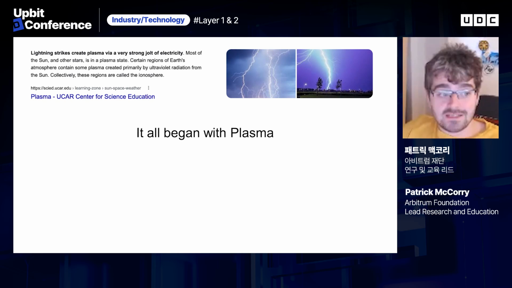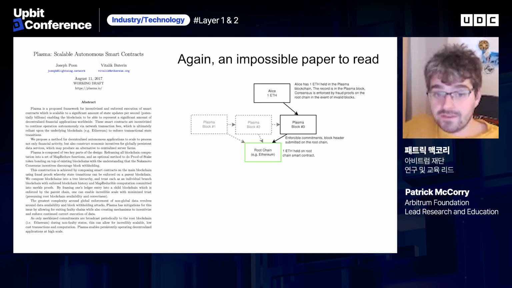That sort of began with Plasma. Plasma was one of the first solutions to do this. There was this paper by Joseph Poon and Vitalik. I don't really recommend reading it now, just because it's very difficult to read. Joseph Poon made a joke to me that it was aspirational. But the idea in there was really awesome.